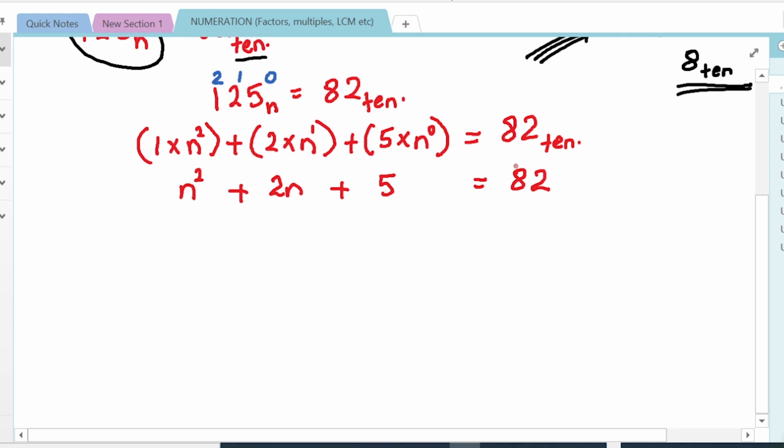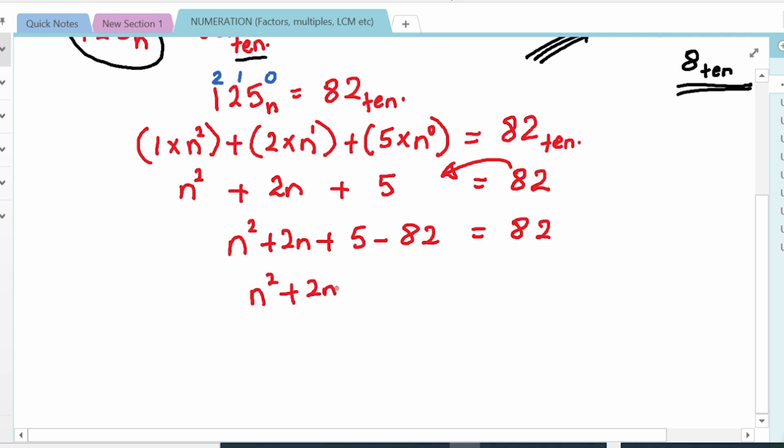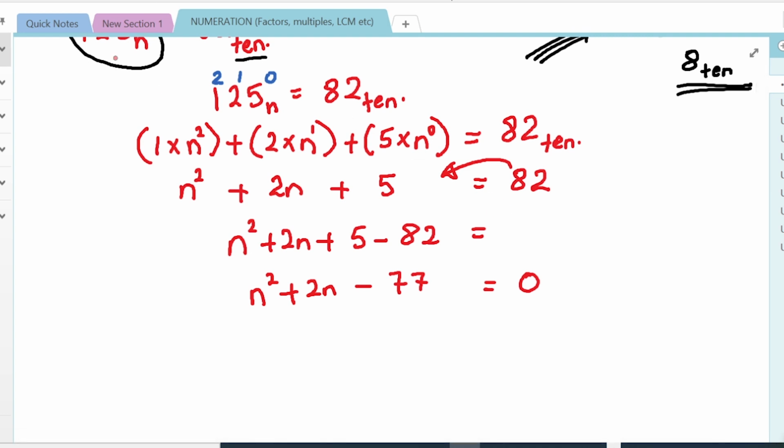We know that quadratic equations are equal to 0, so let's bring this one this way. So this becomes n squared plus 2n plus, of course, 5 minus 82. What is 5 minus 82? So this is going to become n squared plus 2n minus 77 is equal to 0. This is supposed to be equal to 0. Sorry about that.